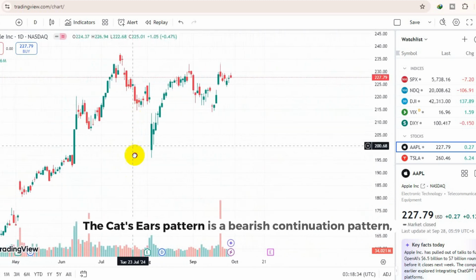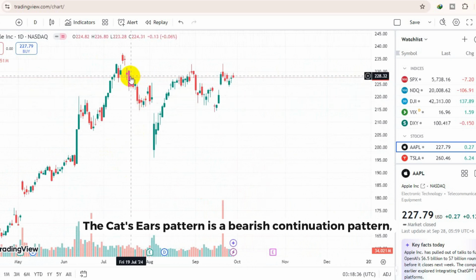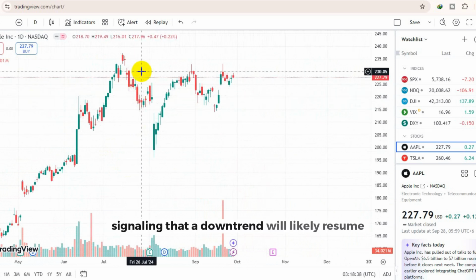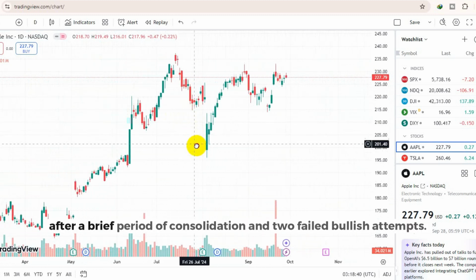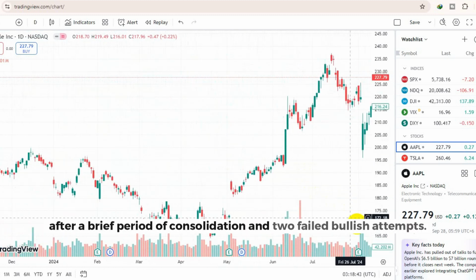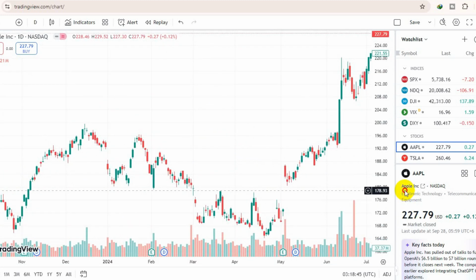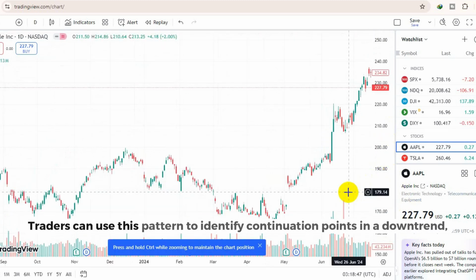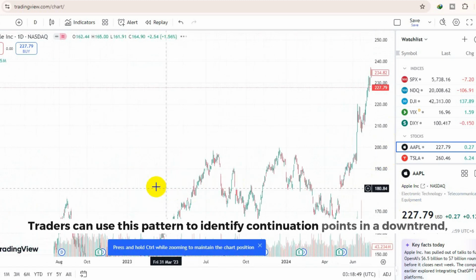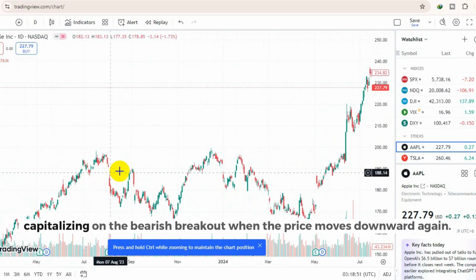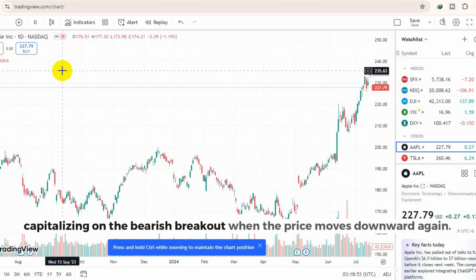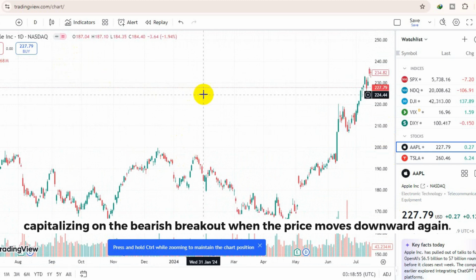The cat's ears pattern is a bearish continuation pattern, signaling that a downtrend will likely resume after a brief period of consolidation and two failed bullish attempts. Traders can use this pattern to identify continuation points in a downtrend, capitalizing on the bearish breakout when the price moves downward again.